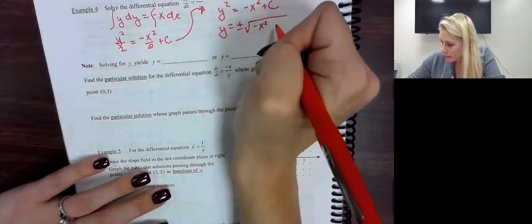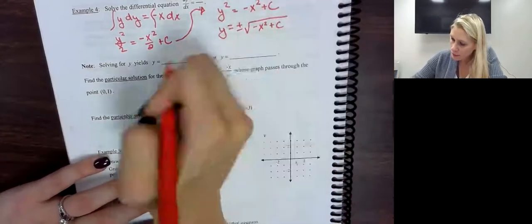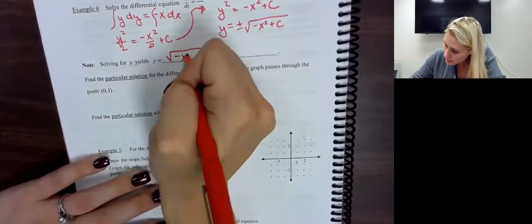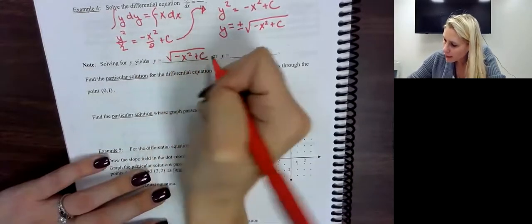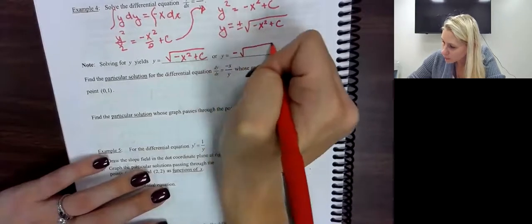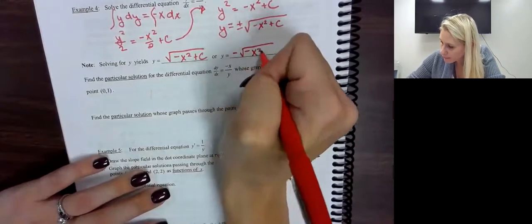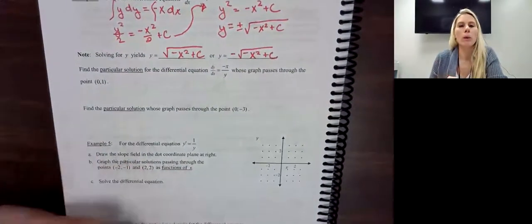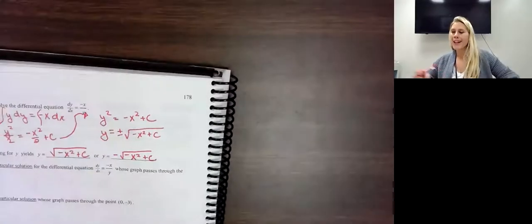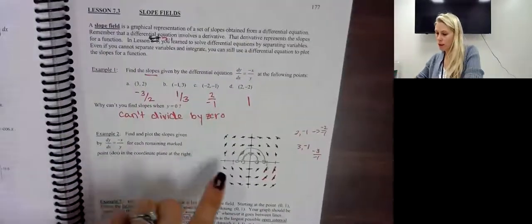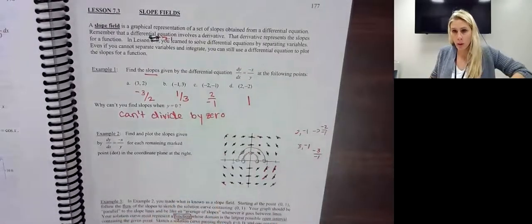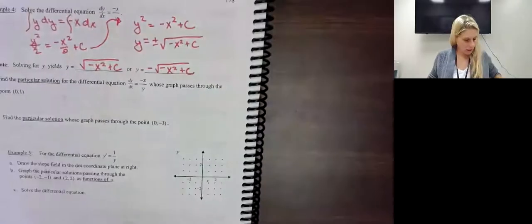Now we separate these because one is the positive square root of -x squared plus c, and one is the negative square root of -x squared plus c. Okay, now this is our general equation, but what we're going to find now is a particular equation. We're actually going to find the function, the equation for this semicircle that goes through the coordinates 1, 0.